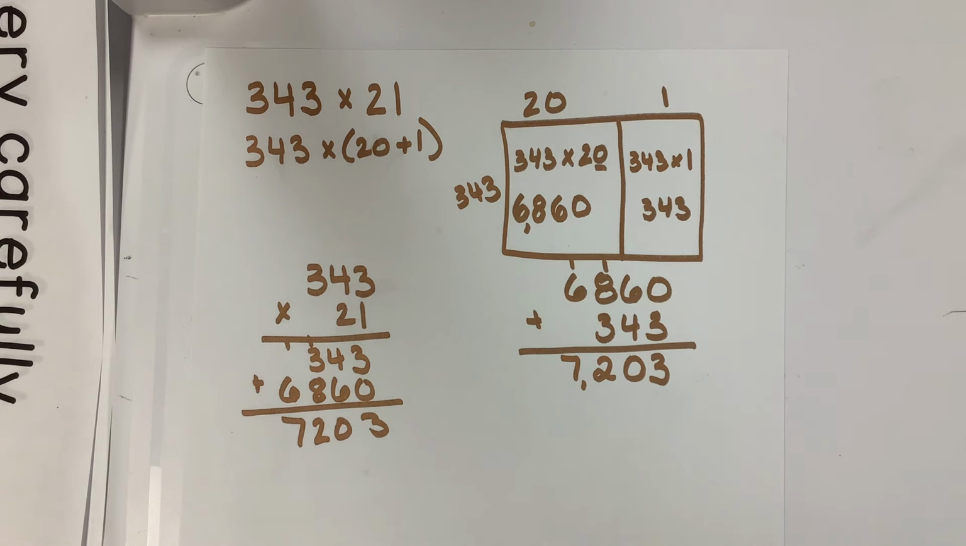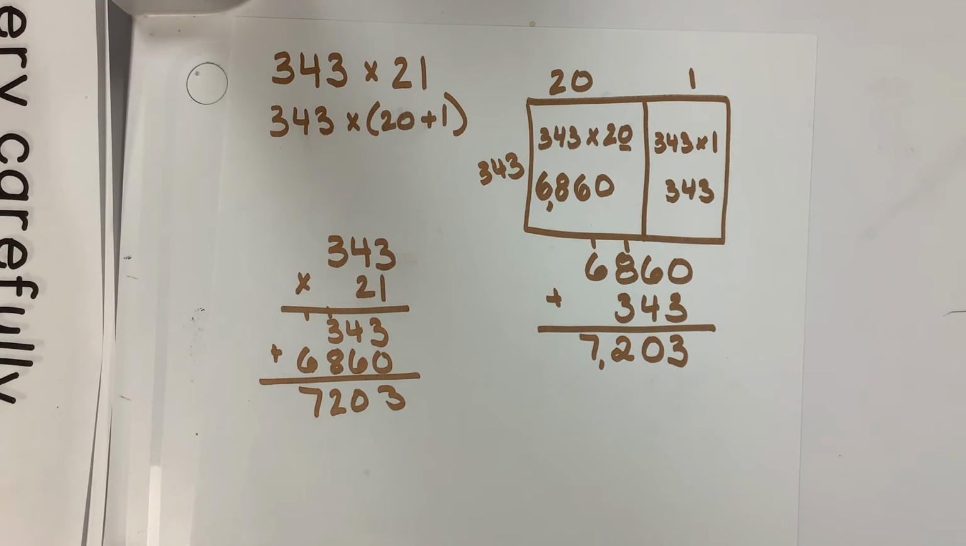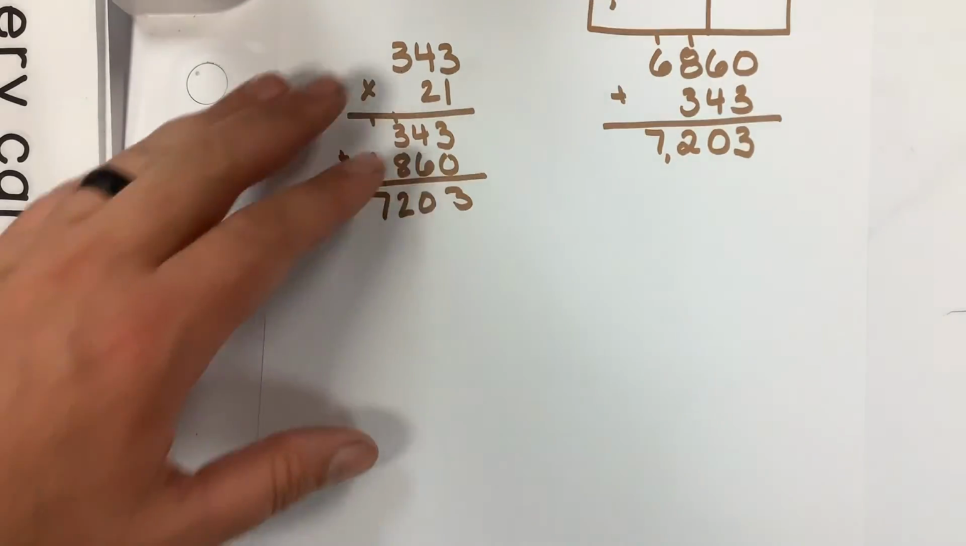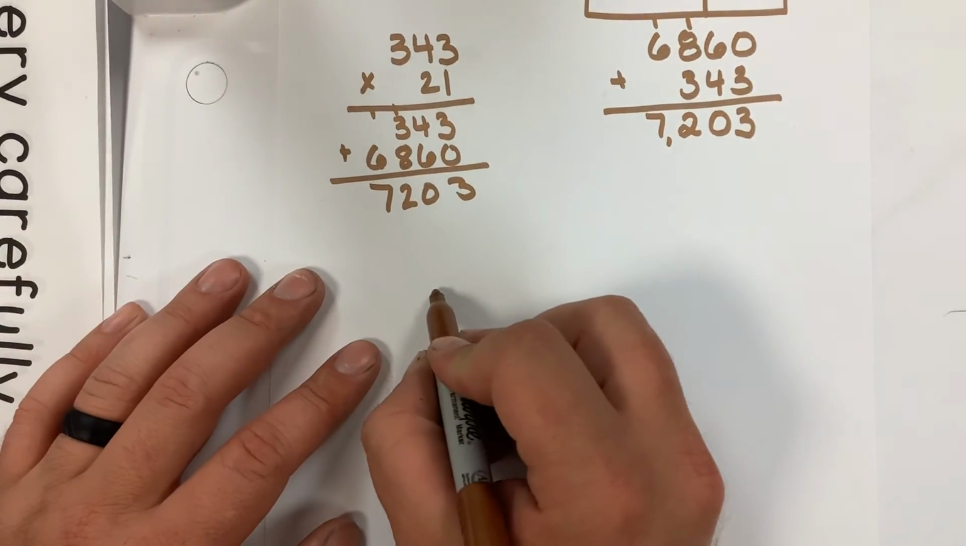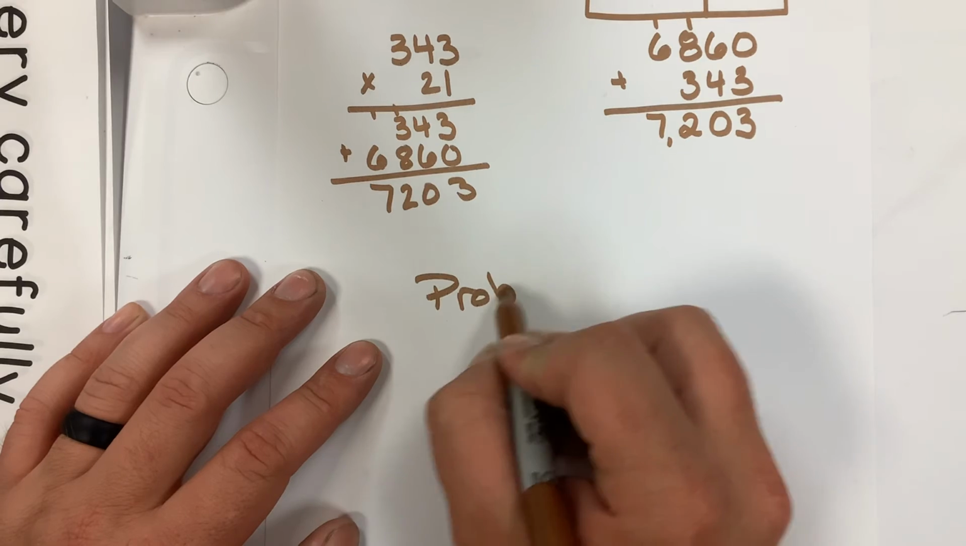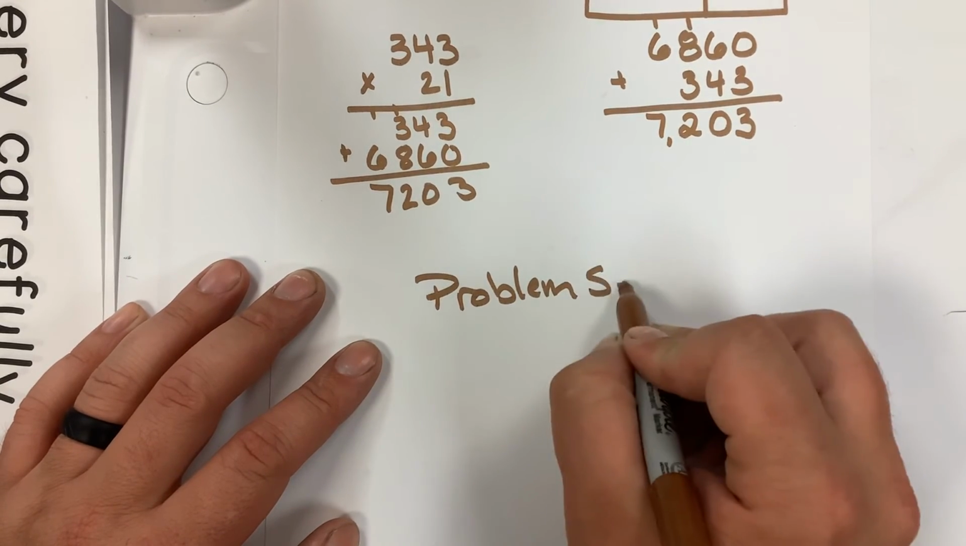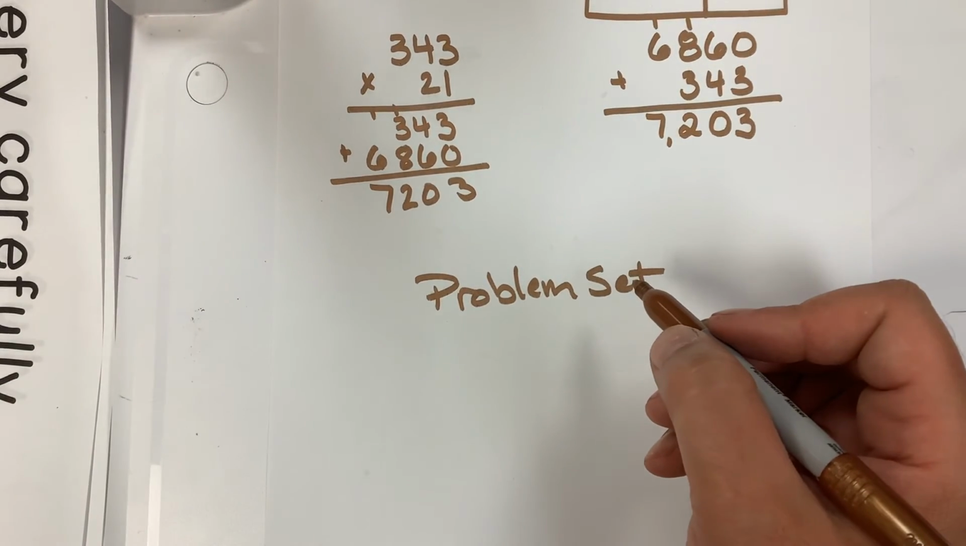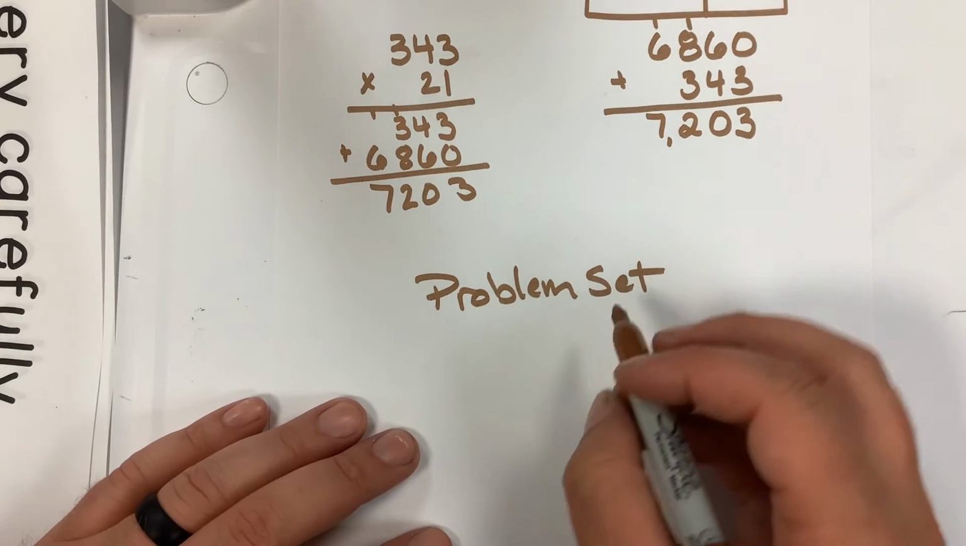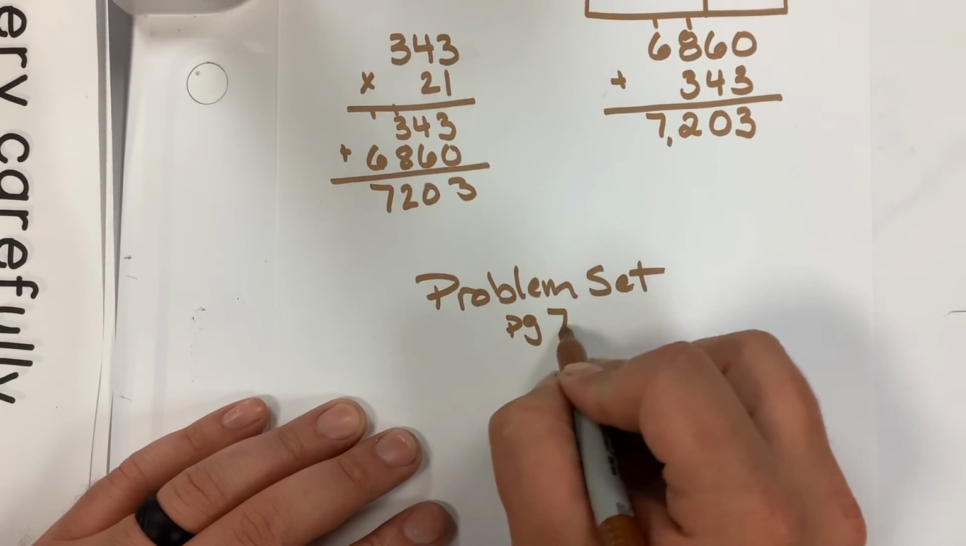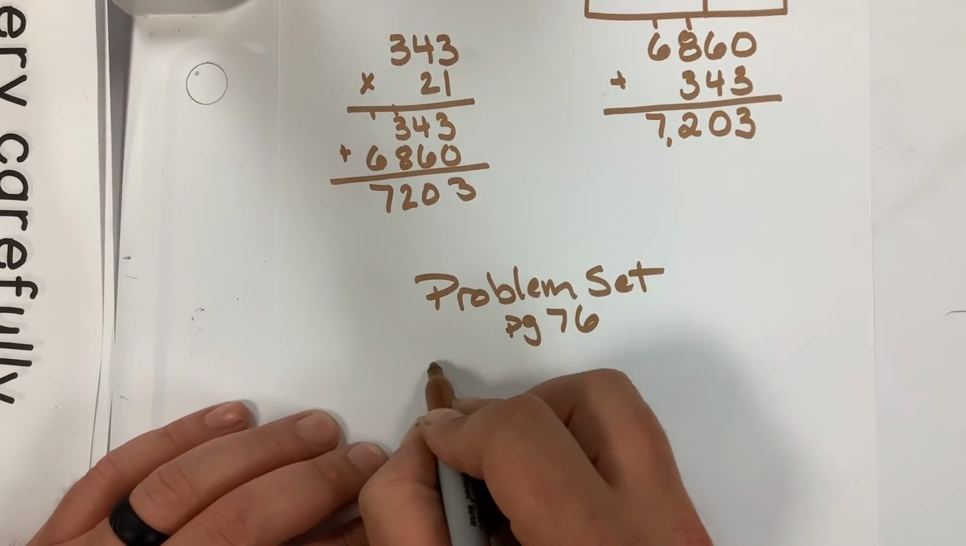So again, if you need to go back and rewatch this video as many times as you need to, I have QR codes that you can scan to rewatch everything. So what we're going to do now is we're going to move into our problem set. Your problem set is going to be on page 76. So this is page 76.